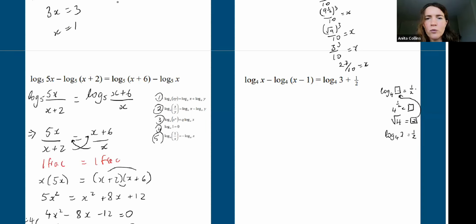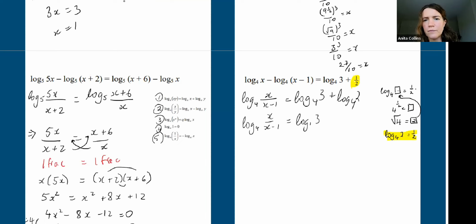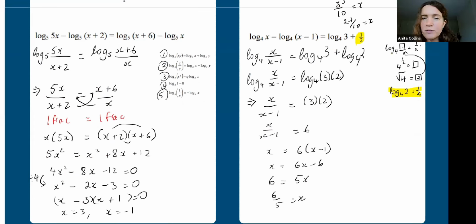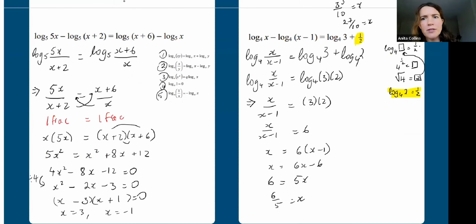So pause the video and have a go yourself. Right, x equals 6 over 5. A little bit challenging there.